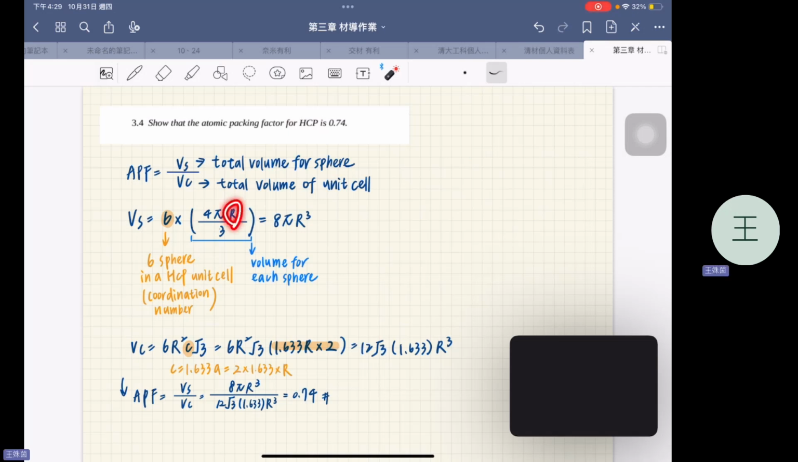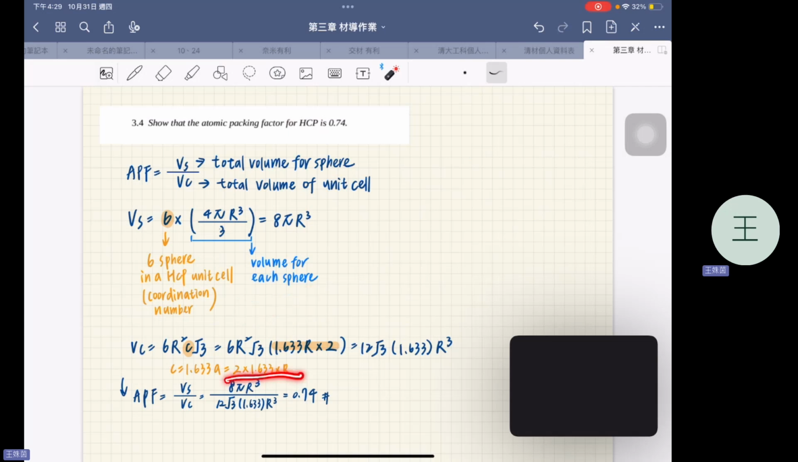Okay, so the radius we need to know, and then afterwards we can know that Vs equals to 8 times pi times r cubic. Okay, and then for the volume of a unit cell, we can use the base times the height equals to the total volume of a HCP cell. So this is the equation, and we also know C equals to 1.633A. Okay, so we also know A equals to 2R for HCP.